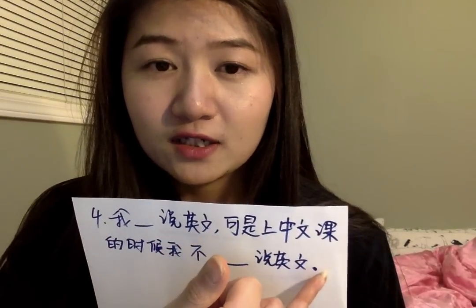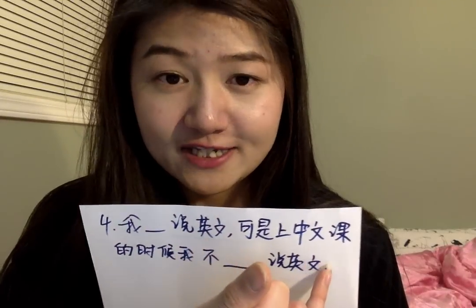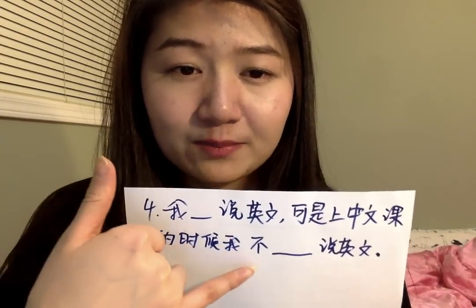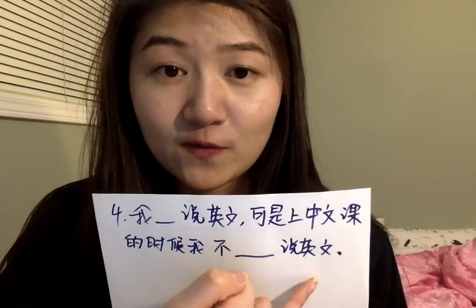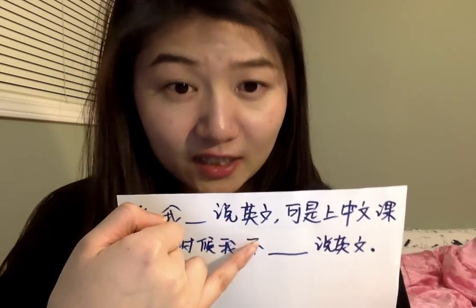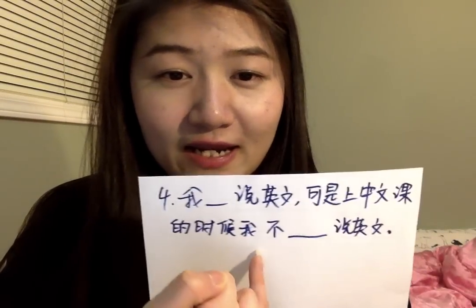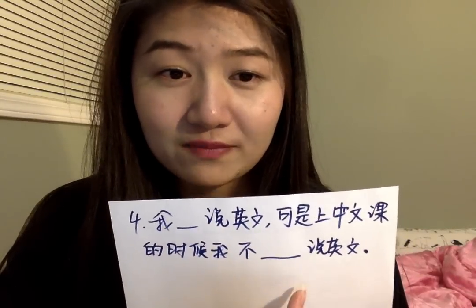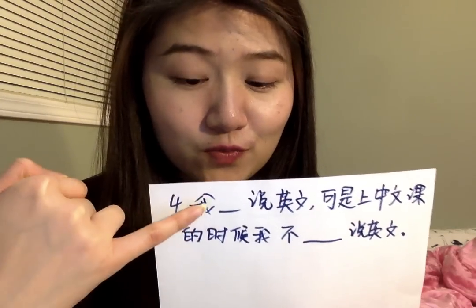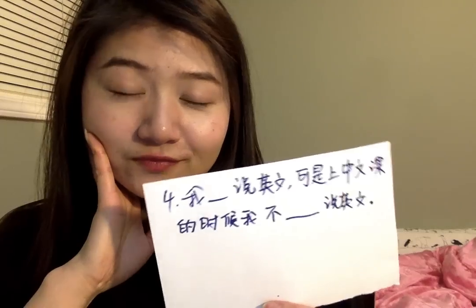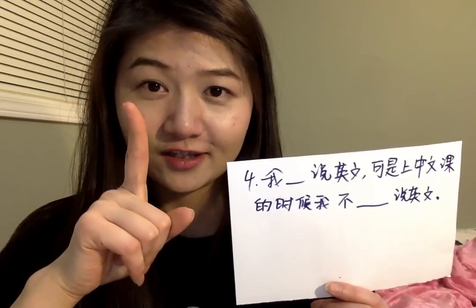上中文课 means attend, have Chinese class. And 的时候 means time, and 不 means no, 说 means speak English again. So, I something speak English, but when I have Chinese class, I no something speak English. So, what should we put in the first blank and second blank? 5 seconds. 5, 4, 3, 2, 1.